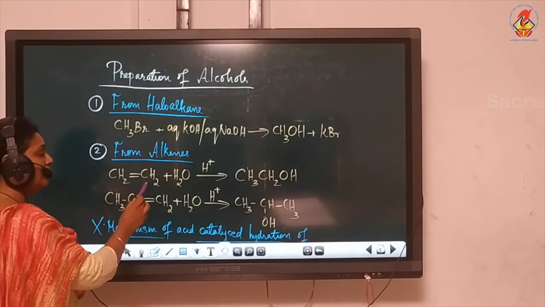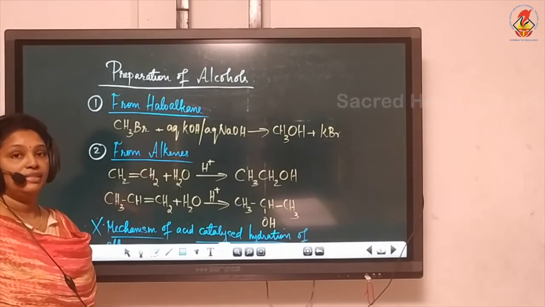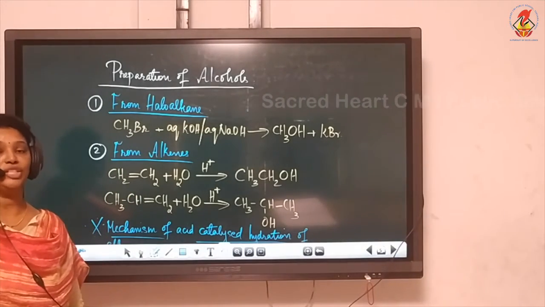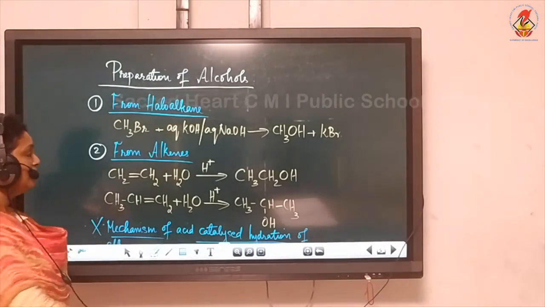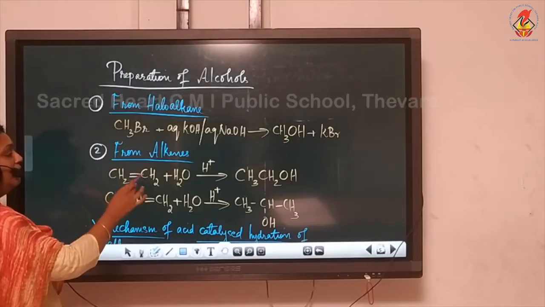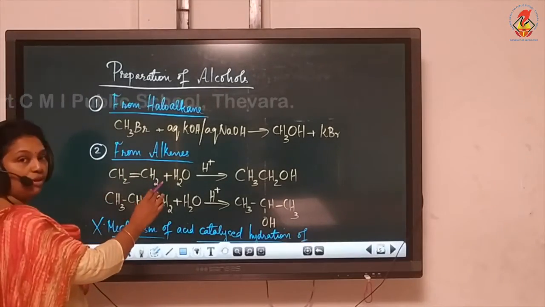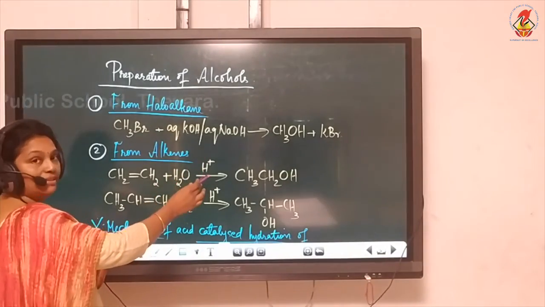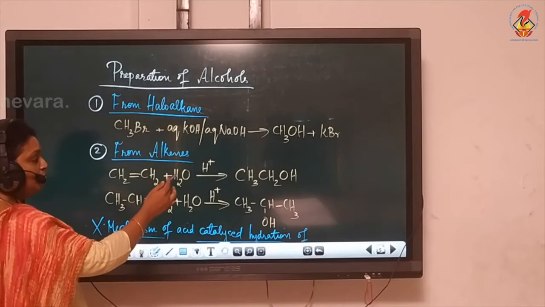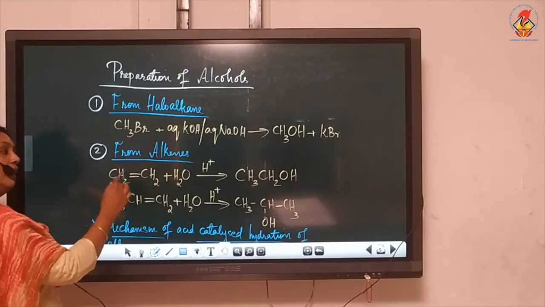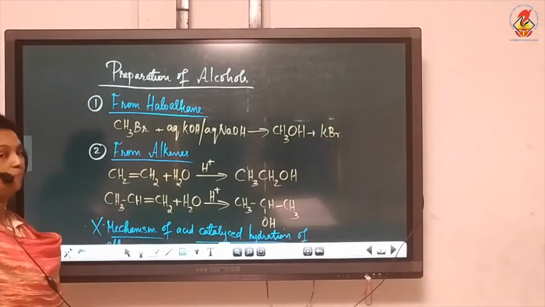The first example is addition of water to a symmetrical alkene. Symmetrical alkene means alkene which carries same number of carbon atom on either side of the double bond. So here we have one each on either side of the double bond. So this is a symmetrical alkene. Addition of water. In presence of acid catalyst H plus, we get alcohol as the product. From H2O, H plus will add to any one of the carbon and OH minus to the other carbon. We get alcohol as the product.